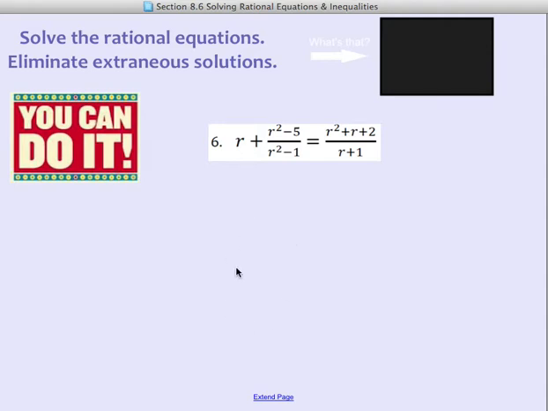Hello class and welcome back to section 8.6, solving rational equations and inequalities. We are now on the back side of our note sheet. We're going to go ahead and do problems 6 through 9.